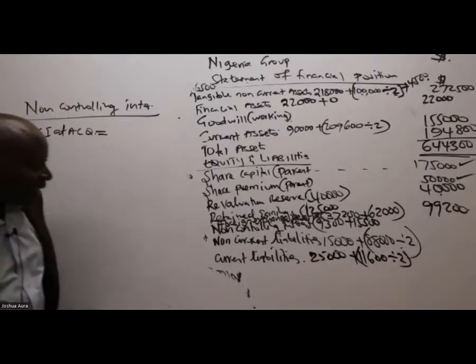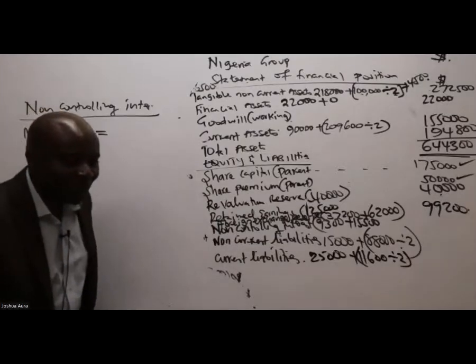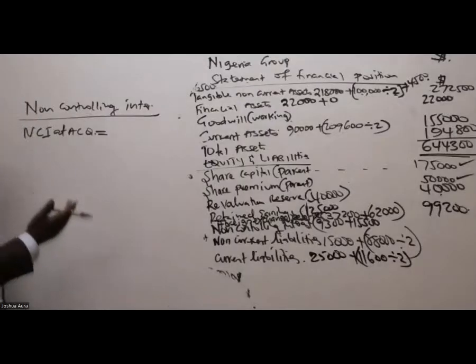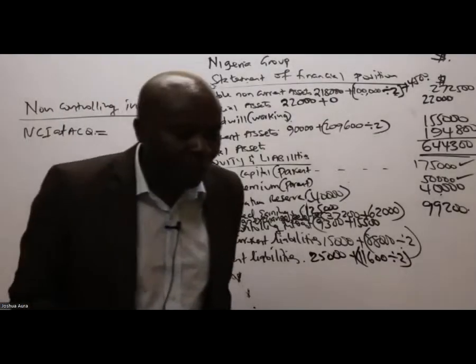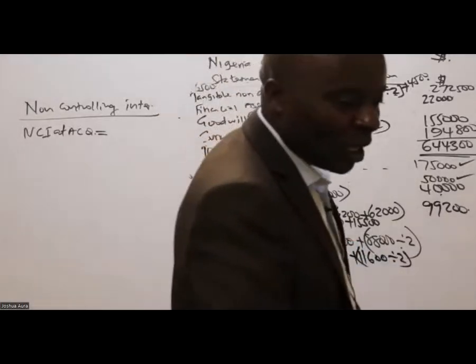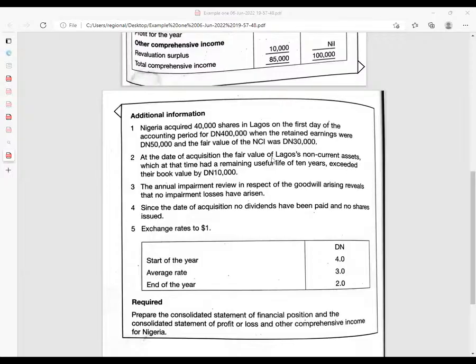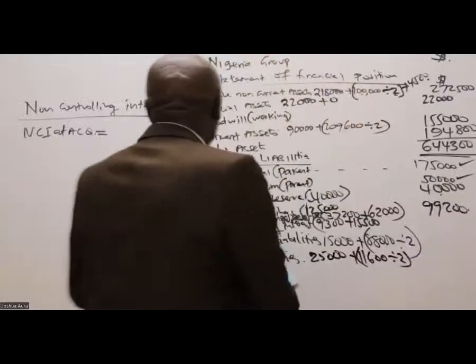Yes, I will come back to it, no problem. Let us finish this first. NCI at acquisition is here. I really like this one. It is 30,000, the fair value at acquisition. Is that not true? NCI at acquisition is 30,000.